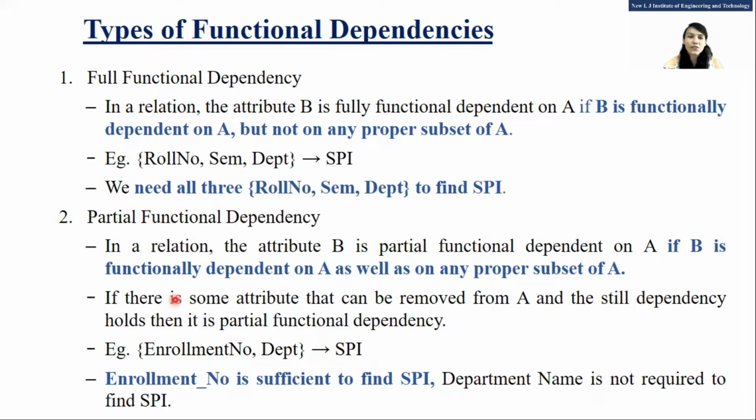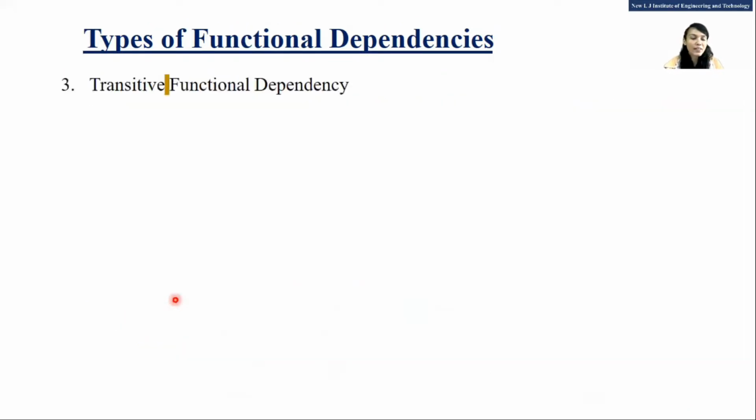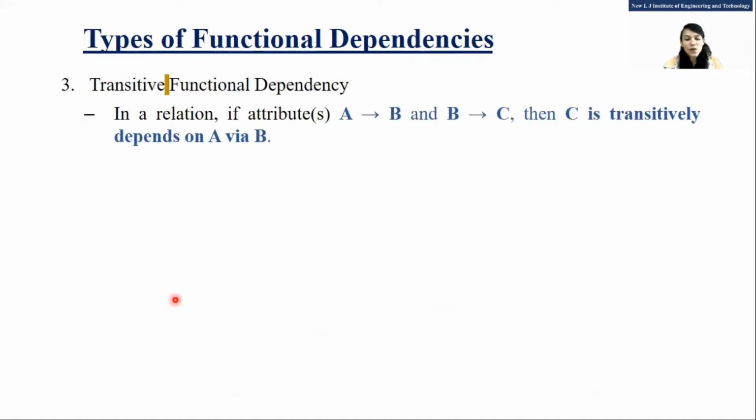So this is known as the partial functional dependency. Now the third dependency is transitive functional dependency. So what is this transitive functional dependency? It simply means if A determines B and B determines C, then C is transitively dependent on A via B. So we can say that if A determines B and B determines C, then obviously A determines C.